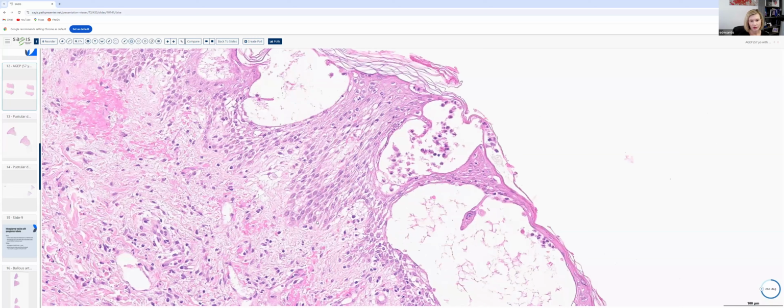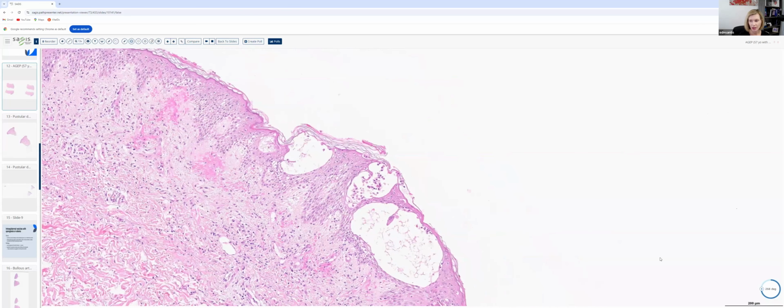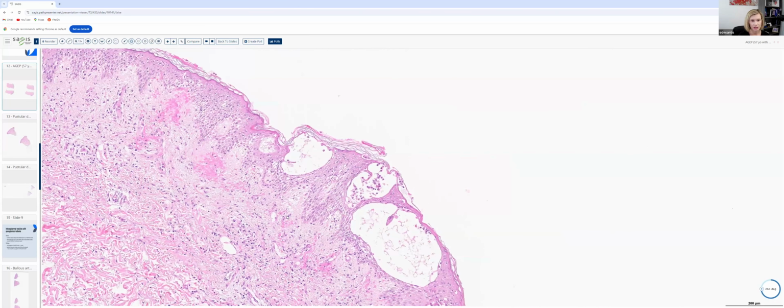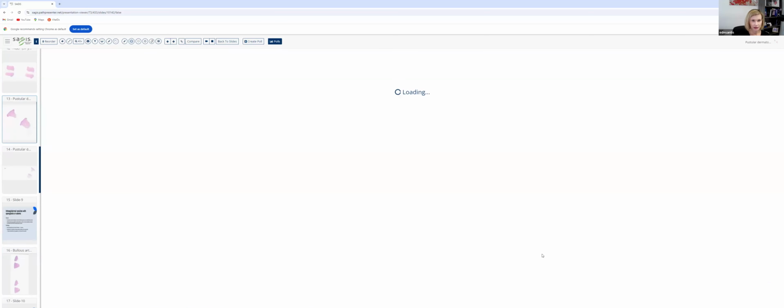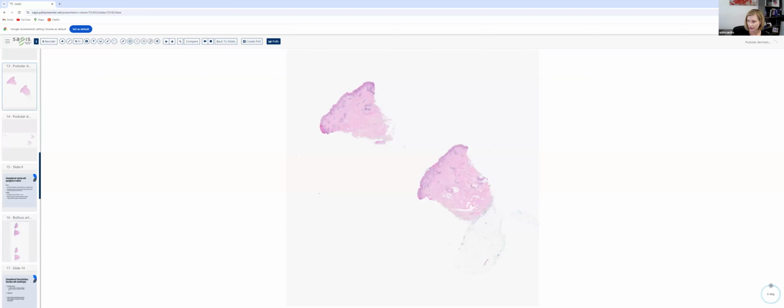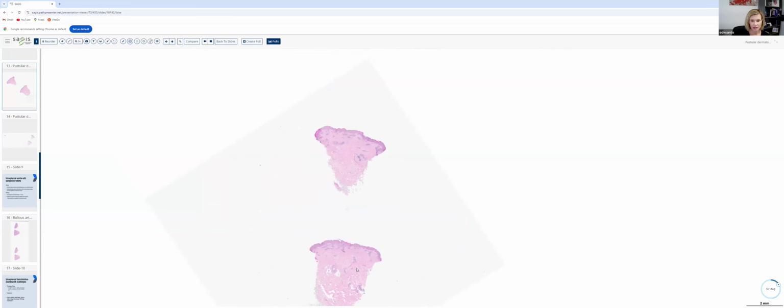would want to consult with the clinician to find out whether the patient has been on recent medications, what else is happening clinically, and then we would always want to perform our stains for organisms to rule out those things. This case, on the other hand, is another bisected punch biopsy.